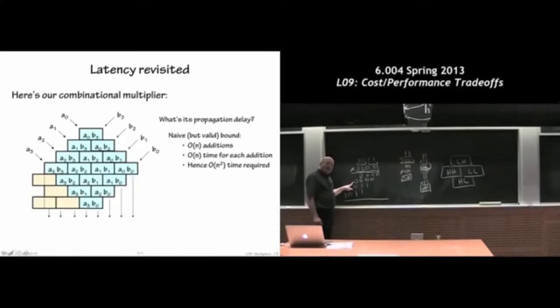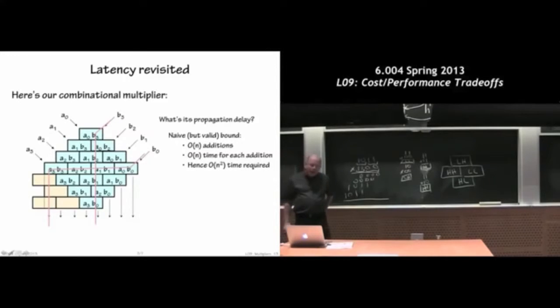So maybe if I imagine how long it's going to take to do this, it might take order n squared. We can say, look, I have n bits vertically, n additions to do, and then I have n bits across. So that would suggest that maybe n times n is how long I have to wait.